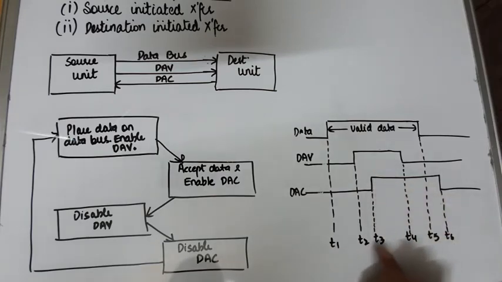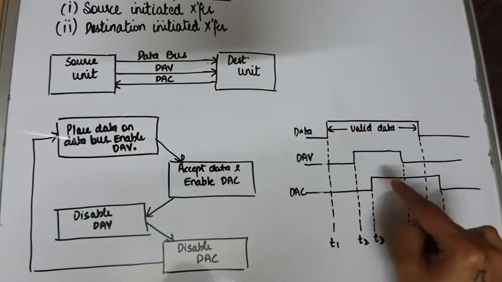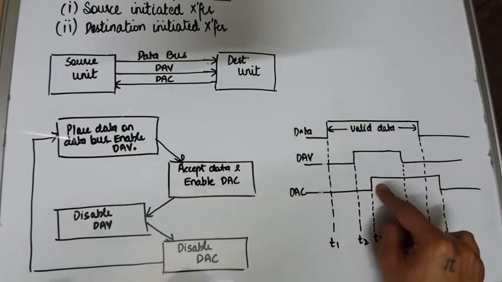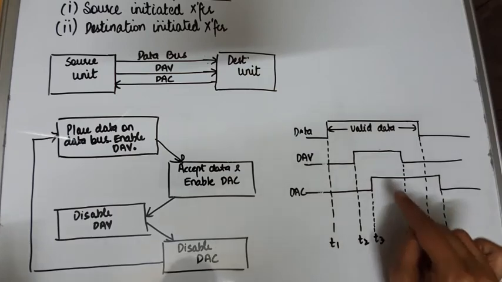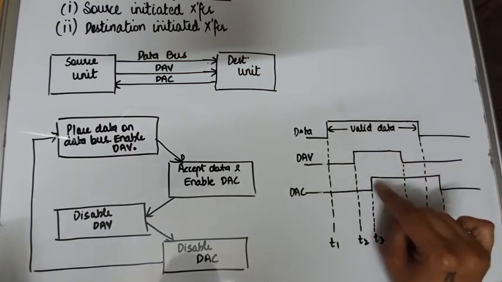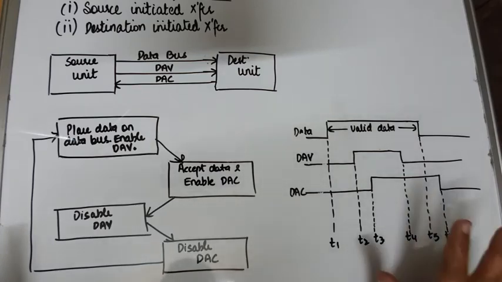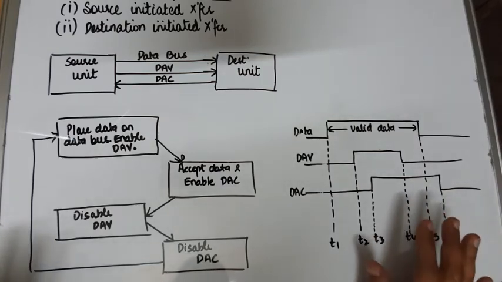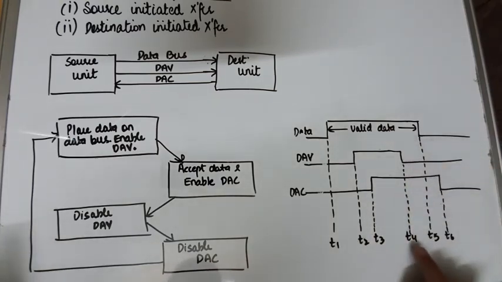So T3 minus T2 is the time where it accepts the data, and T3 is the time where the destination unit is telling the source unit that it has accepted your data. The source unit now has the confirmation that whatever data was kept on the data bus for the destination unit has been received. After receiving the DAC signal, after some stipulated time T4 minus T3, the source unit, since it knows that the destination unit has received the data, disables the DAV signal at time T4.